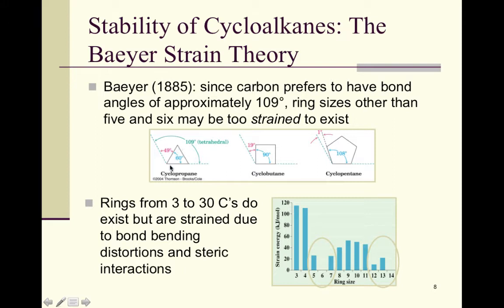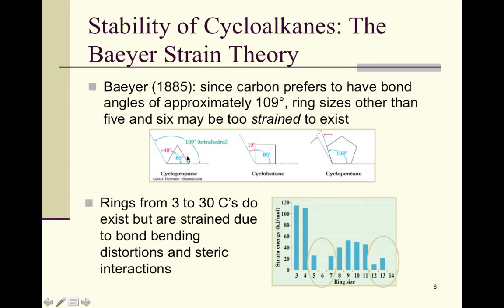In cyclopropane, the bond angles are 60 degrees, and that's 49 degrees away from our preferred tetrahedral of 109 degrees. So this is what we talk about with strain theory, and we talk about the energy involved in strain. The angle is not close to the 109.5. We have a similar situation with cyclobutane. We have 90 degrees, and that's 19 degrees off. So that's still a little bit off of our preferred 109.5.